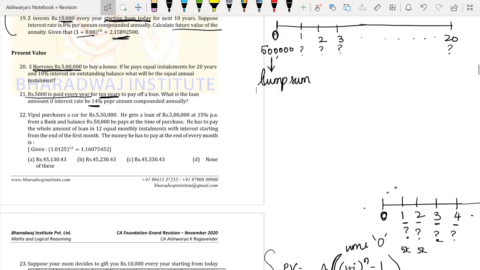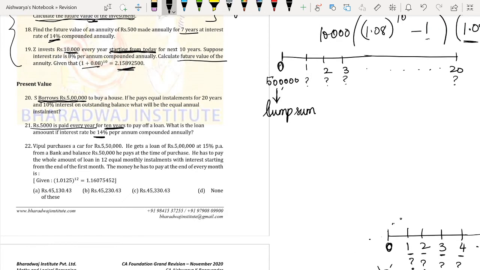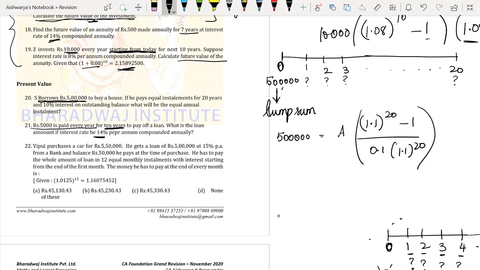Okay. So you're supposed to calculate this. I'm going to show you the calculation in this case because here you're going to use the memory 2 times. So how we are going to do that? We'll revise that also. 1.1 the whole power 20 minus 1 divided by 0.1 into 1.1 the whole power 20. So I'm going to quickly do it since all of you know how to do 1.1 the whole power 20, and I will read out the answer for you to compare. I'm not going to be showing the calculator now. So just calculate all of you 1.1 the whole power 20.